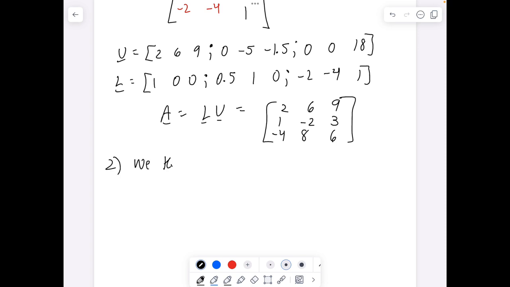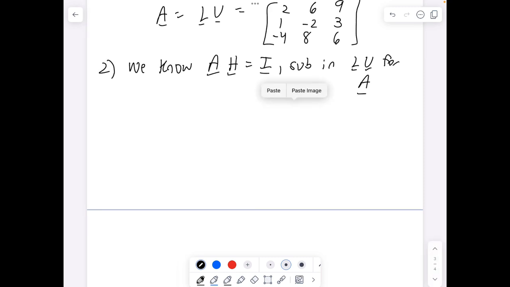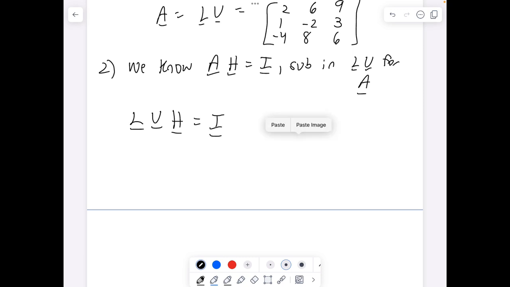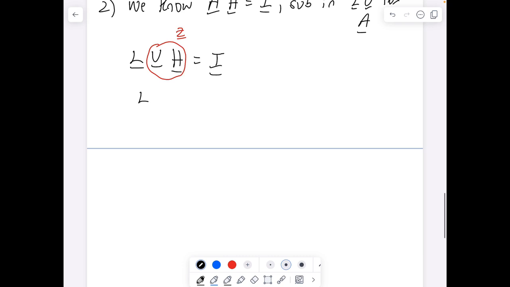Number 2. We know that A times H is equal to I. So now we'll substitute in LU for A. So instead of A, now we'll have LU H is equal to I. And what we'll do is say that this thing here, UH, is equal to Z. So we'll have LZ is equal to I.